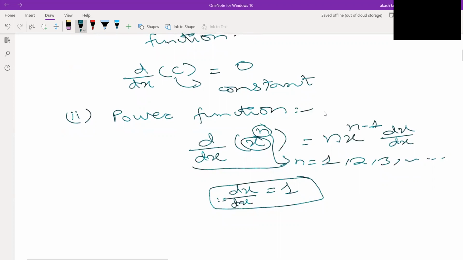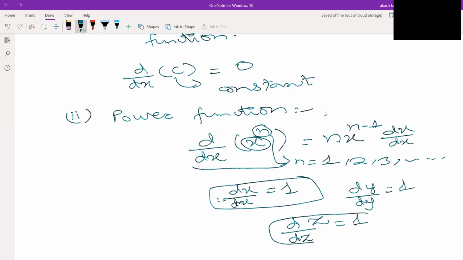The derivative of a function with itself will always be 1, like d over dy with respect to y will always be 1. There's also d over dz. If we differentiate it with respect to z, then it will always be 1. So any derivative of a constant will be 0. Then any derivative of itself will be 1. And there's a power rule, which is for any power.